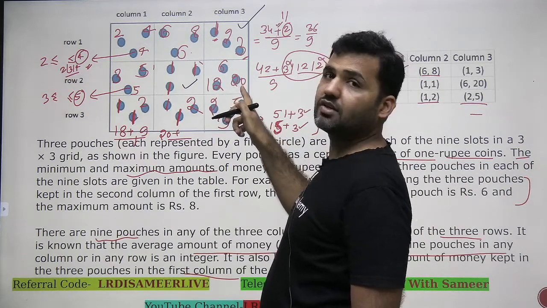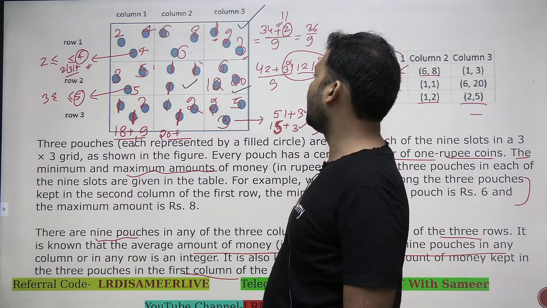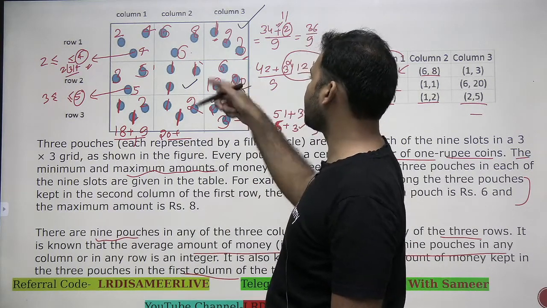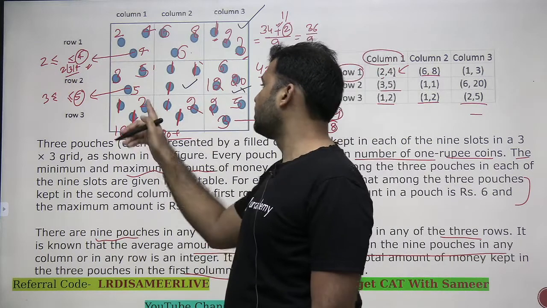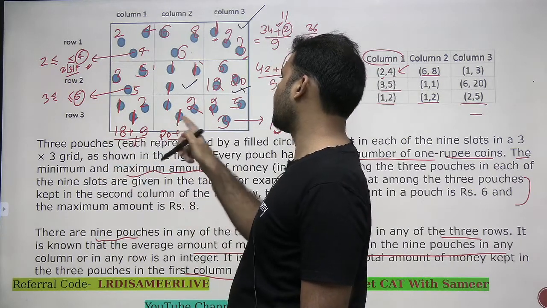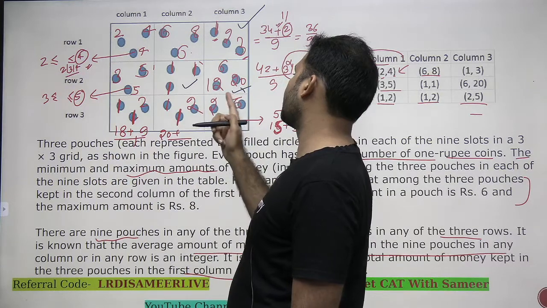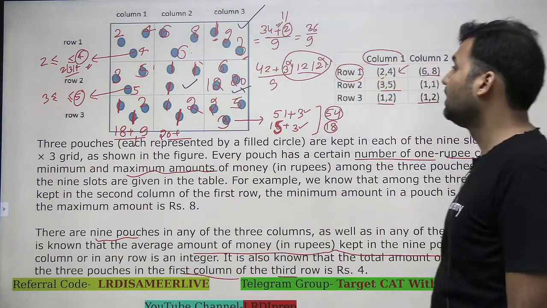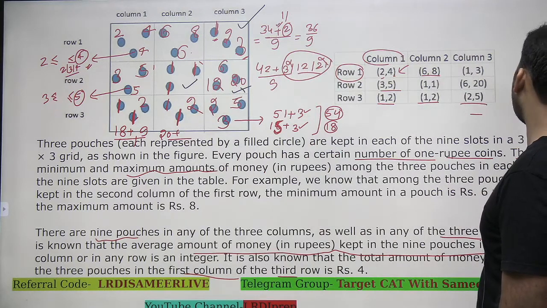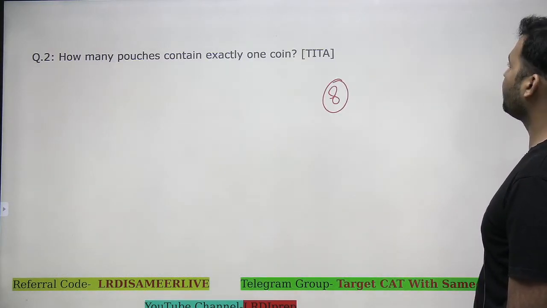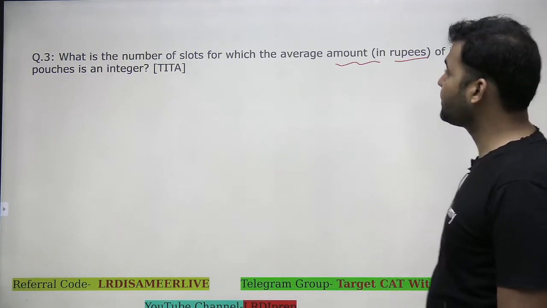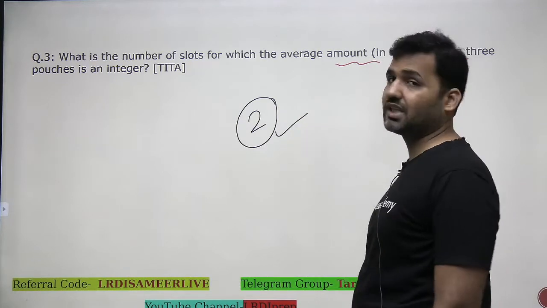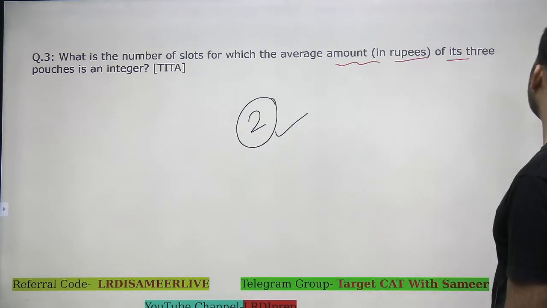18 plus 20, 20, 48. This is a multiple of 3, right? 18, 8. Sorry, this is not a multiple of this. Total summation is coming out to be 38. 2 plus 1 plus 4, this is not a multiple of 3. This is not a multiple of 3. 5 plus 2, 7 plus 3, 10. This is not a multiple of 3. So only 2 cells, summation of the number of coins in only 2 cells is a multiple of 3. So the question says, what is the number of slots for which the average amount of its 3 pouches is an integer? The number of slots are 2. Only 2 such cells, or you can say 2 such slots.